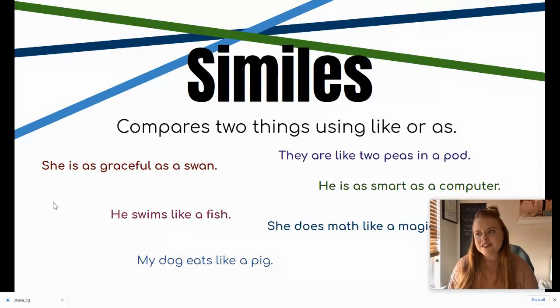You'll notice that all of these things are comparing two different things. That's really important when you're thinking about similes and metaphors. There has to be a comparison there. With similes, you just use like or as.